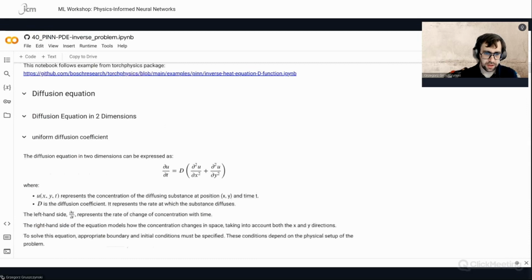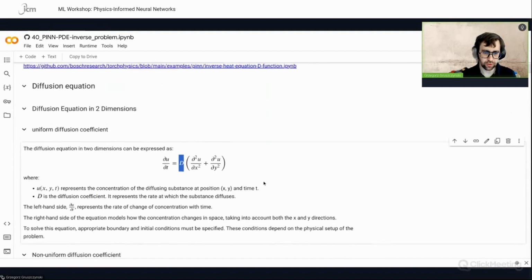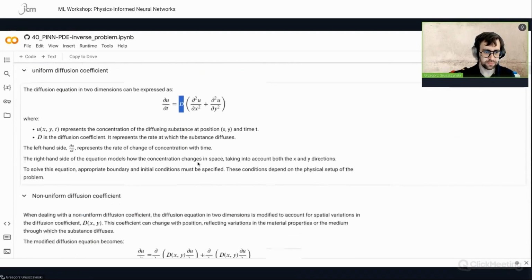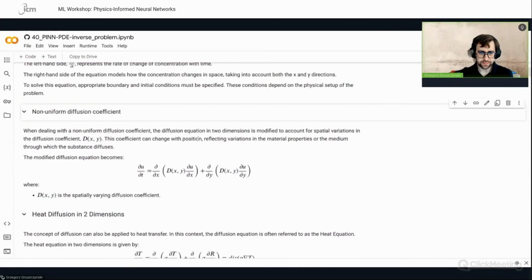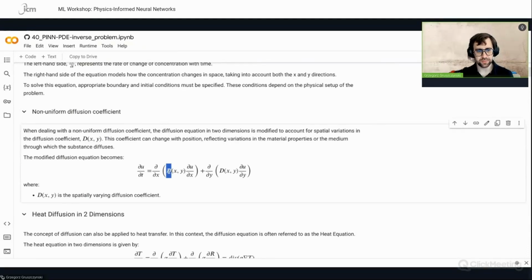Okay, so this is the heat equation in 2 dimensions. And this is the coefficient which tells us how quickly the heat will diffuse during the simulations. And this is the actual unknown. And we are going to find it based on the data. And this problem will be a bit more complex, because we'll assume that the diffusion coefficient is non-uniform. So it is actually a spatial function of the coordinates x and y.